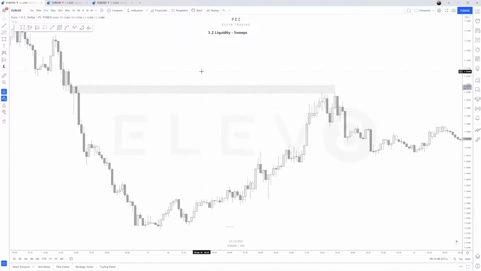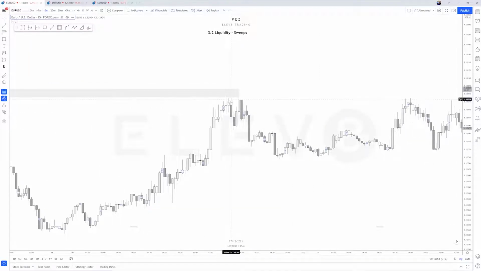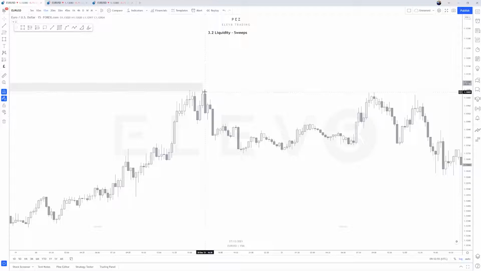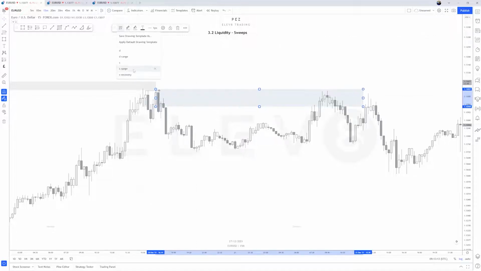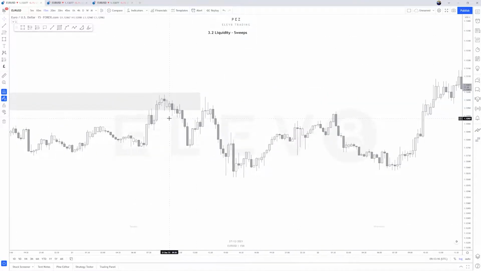Okay, so we have this supply which gets tapped in here. Price then comes down, and we get a sweep of, so we tap into this wick here, and then we get a sweep of that reaction, to which price comes back and mitigates the supply.